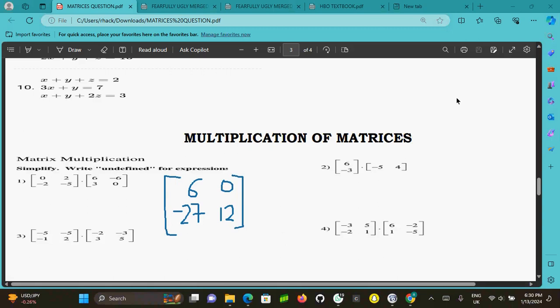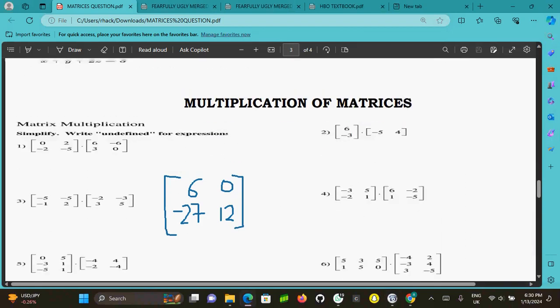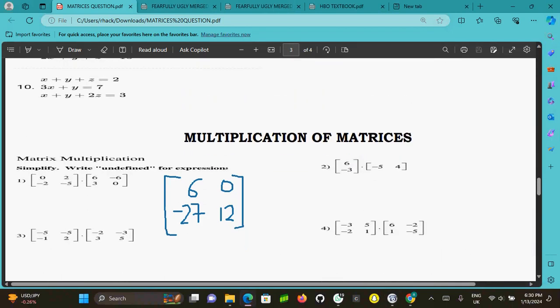Right. So let's try solving this manually and then compare the answers. Maybe some people might want to solve. Should we solve this manually? No, it will waste time. Yes, okay.